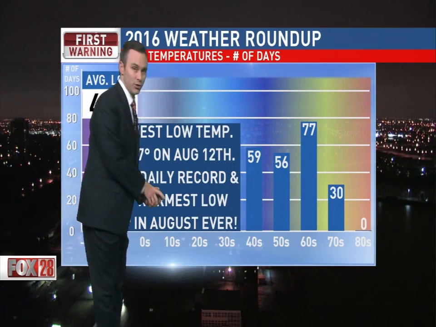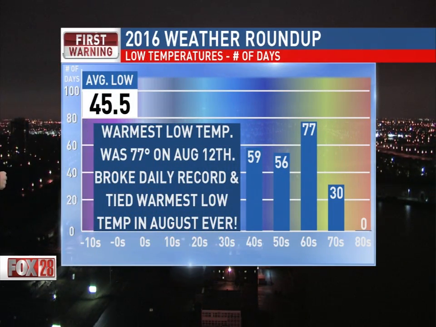And this is very interesting as well. Talking about the low temperatures, right? The warmest low temperature was 77 degrees. The low temperature was 77 on August 12th. It broke the daily record and tied the warmest low temperature ever recorded in August. That was just last year that occurred. So interesting stuff there in terms of those numbers.